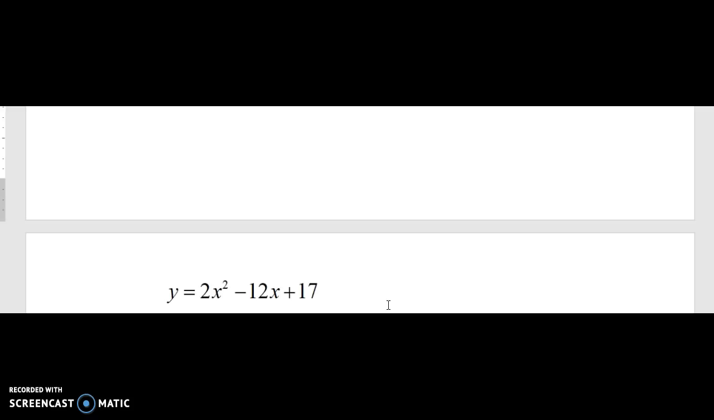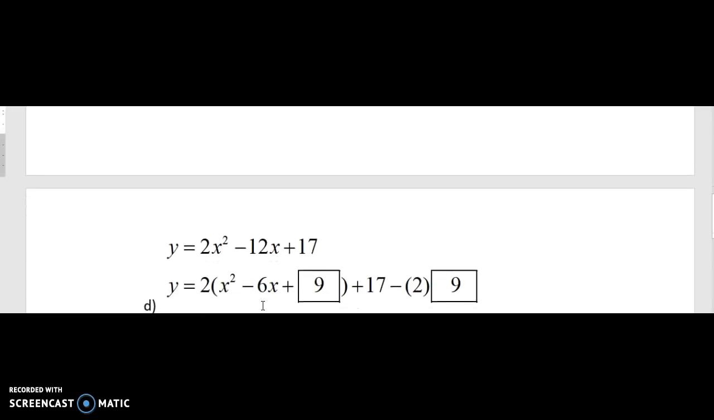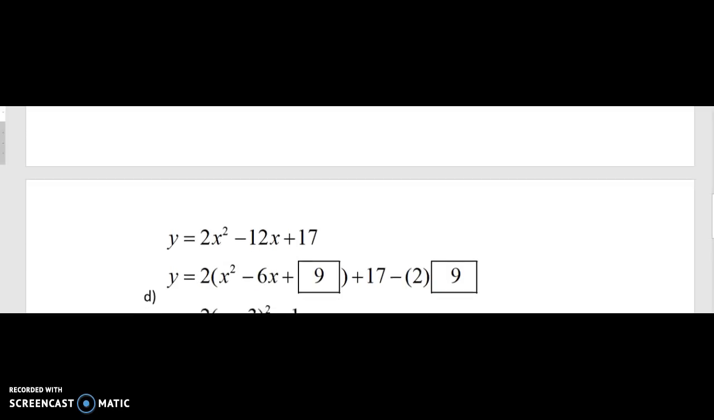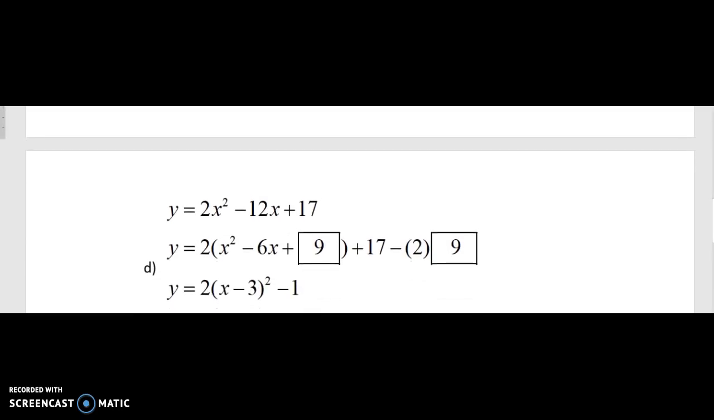Okay, now that you've done this problem, take a moment and check. First, we need to take the 2 out of the first 2 terms only. And what that does is it gives me this, and I complete the square with a 9, but instead of just subtracting 9 over here, I need that A value in front of it, because it's like I was adding 18. So now I need to subtract this 18 in order to keep this equation the same, which when it gets cleaned up, I get y equals 2 times x minus 3 squared minus 1.